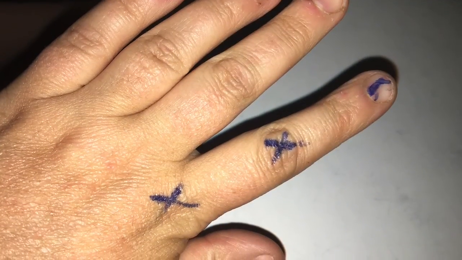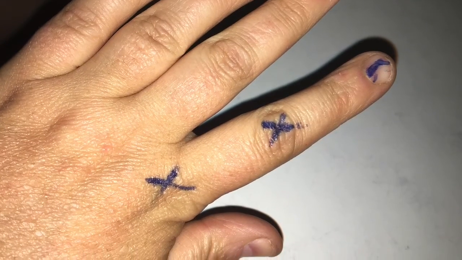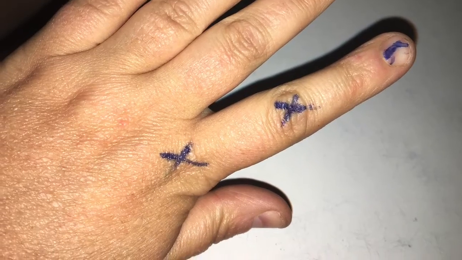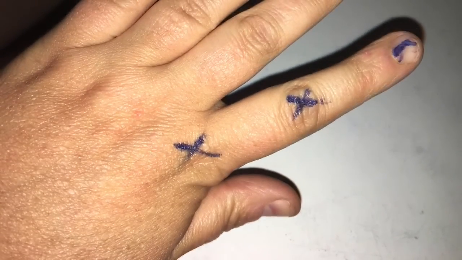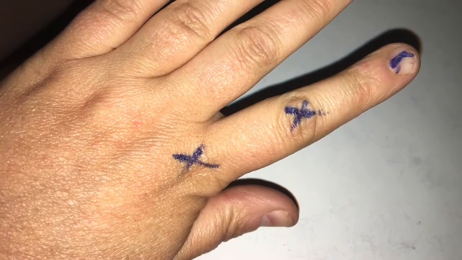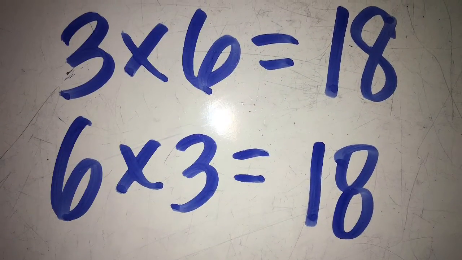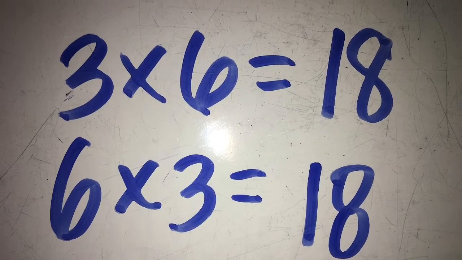Okay, so just a reminder, we have our fingers that we can use to count by threes when we're doing any multiplication facts with threes. So remember, you can use your fingers that way. You just have to use your fingers creatively. 3 times 6 is 18, therefore 6 times 3 is 18.